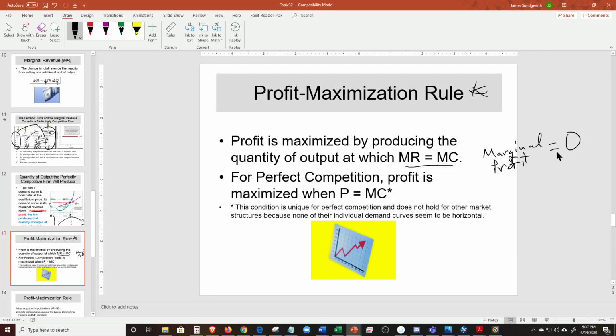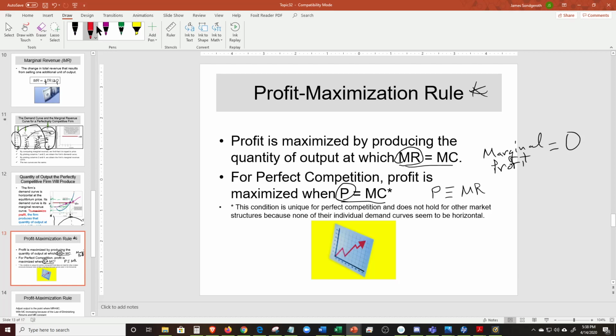So for perfect competition, profit is maximized when price equals marginal cost. That's because we saw earlier that price and marginal revenue were identical. So we could also say profit is maximized for a competitive firm where marginal revenue equals marginal cost.